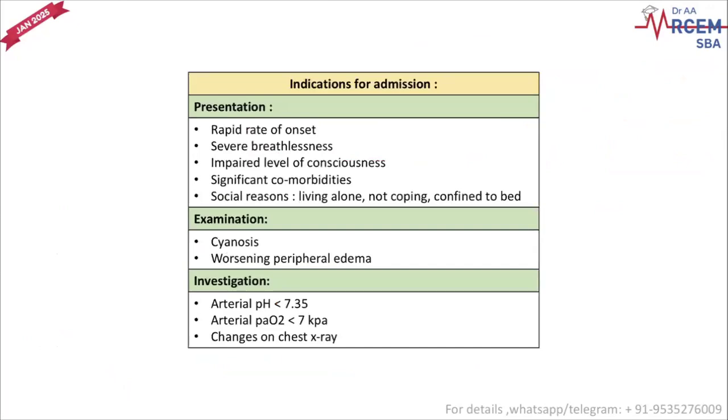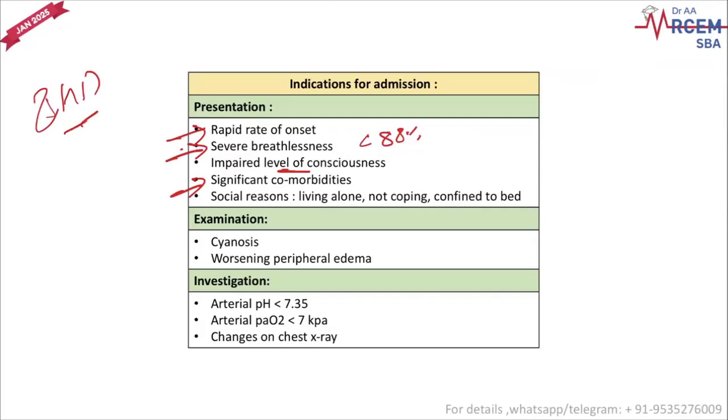What is the indication for admission? When do we admit? Do we admit all the patients? No, not required, unless you have this kind of presentation. It's a rapid onset, within a day's time it has worsened. Quite severe breathlessness is present where saturations are less than 88%. There is enough carbon dioxide retention causing altered sensorium. He's confused, disoriented. Significant comorbidities, that means associated comorbidities, like he might have IHD, liver failure, or be a CKD patient. Then you go ahead and admit.